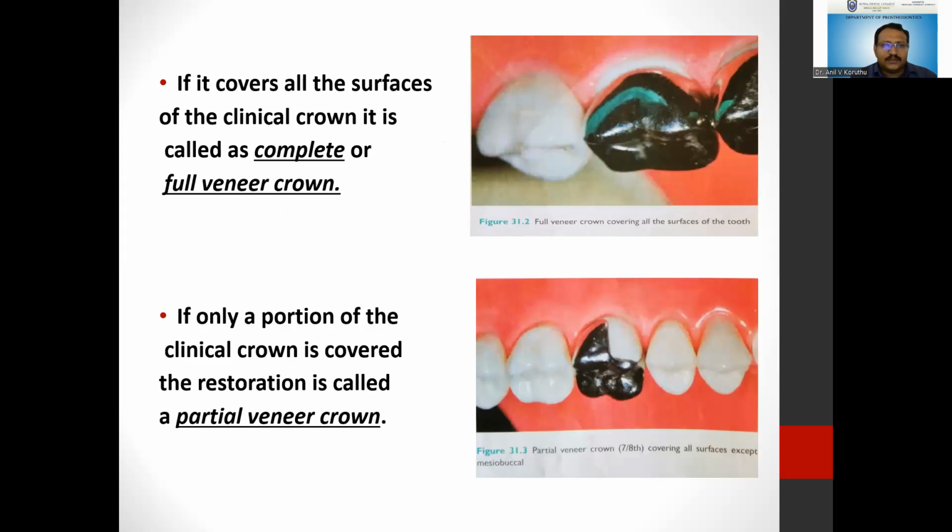If it covers all the surfaces of the clinical crown, it is called a complete crown or a full veneer crown. If only a partial area is covered, then we call it a partial veneer crown.